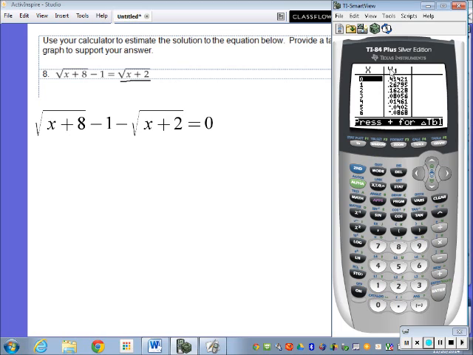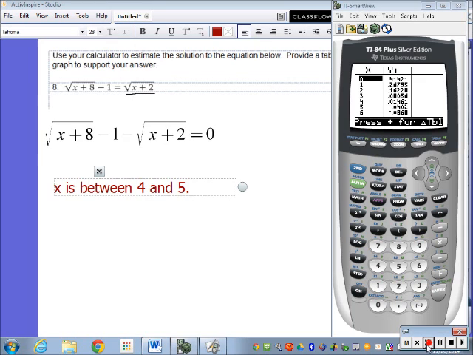And what I'm looking for is where the y values change from negative to positive, because remember, in between there is going to be 0, and we're looking for where it equals 0. And so it changes from negative to positive here between x is 4 and x is 5, and so I want to state that as my estimate. And so I would state that x is between 4 and 5, and if I look at my table, I can verify at 4 it's positive and at 5 it's negative.